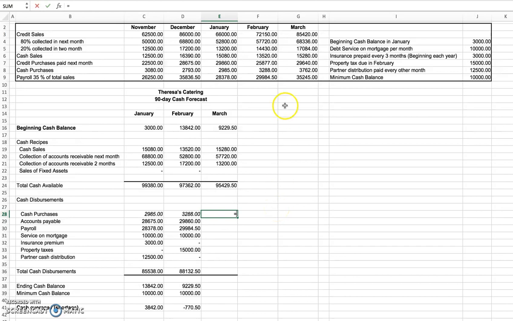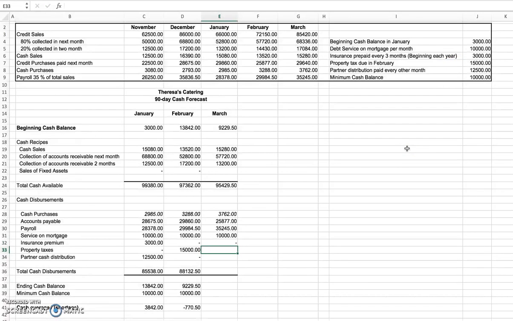Now let's take a look at our cash purchases. Cash purchases, well, not too much, $3,762. Accounts payable. So again, this is what we purchased on credit in February, now it's due in March. And our payroll is, we've calculated, 35% of our total sales. Service on our mortgage, still hasn't changed, still $10,000. Insurance premium. Let's take a look at insurance premium. Again, no, we don't have to pay the insurance premium this month.